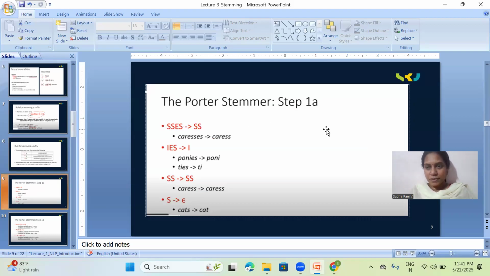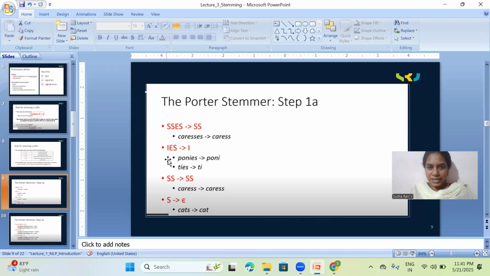Let's see the Porter stemmer. Now we see the rules. Step 1: SSES tends to SS. Just now we saw S1 tends to S2. See the example, caresses. If we take SSES as S1, it has to be replaced with S2, so caresses becomes caress. There is no loss, and it can be considered a stem word and a root word. This is the first scenario.